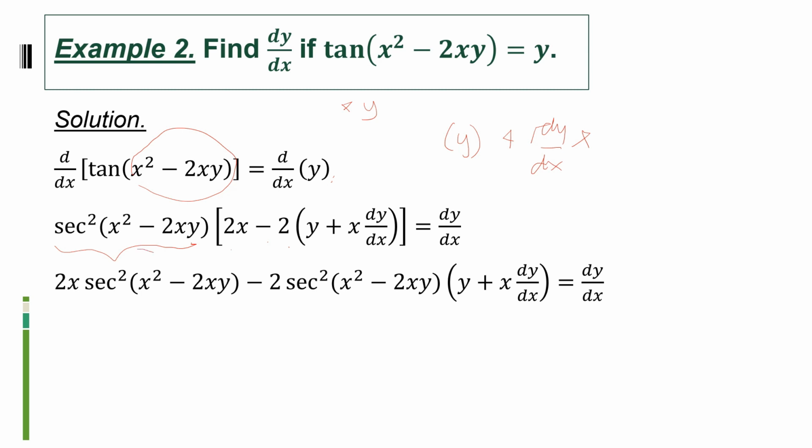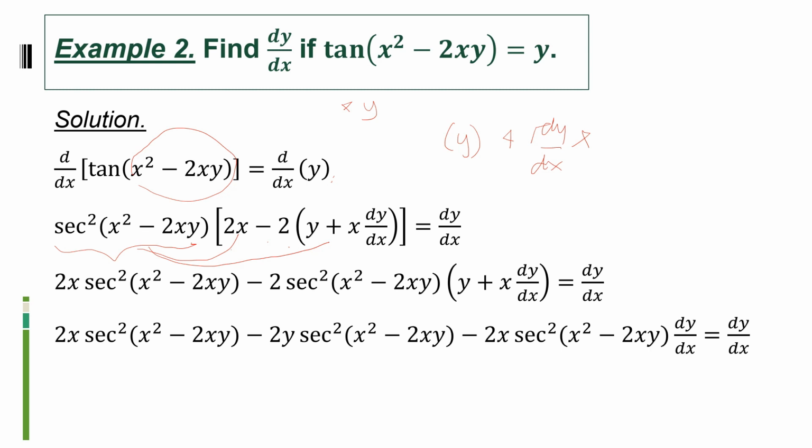So, let us distribute this part here and here. That is all equal to dy over dx. Or we have 2x times secant squared of x squared minus 2xy minus 2y, okay, and this one we distribute there: secant squared of x squared minus 2xy minus 2x times secant squared of x squared minus 2xy dy over dx is equal to dy over dx.